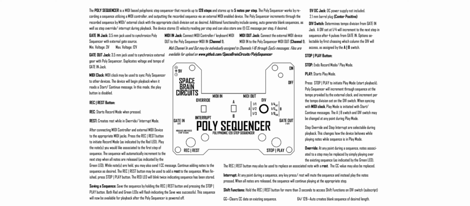Gate in jack. 3.5mm jack used to synchronize Poly Sequencer with external gate source. Min voltage 3 volts, max voltage 12 volts. Gate out jack. 3.5mm jack used to synchronize external gear with Poly Sequencer, duplicates voltage and tempo of gate in jack. MIDI clock. MIDI clock may be used to sync Poly Sequencer to other devices.